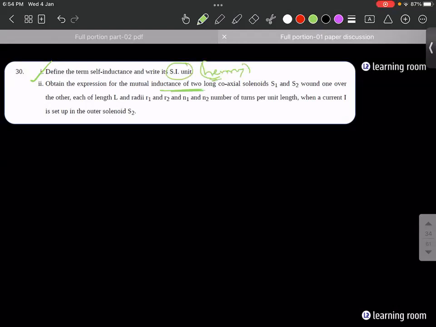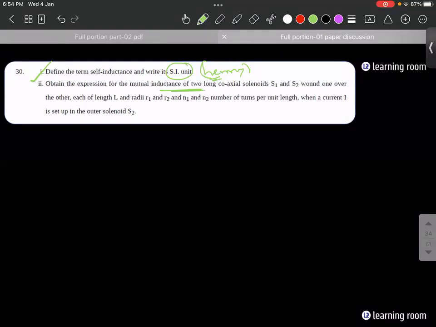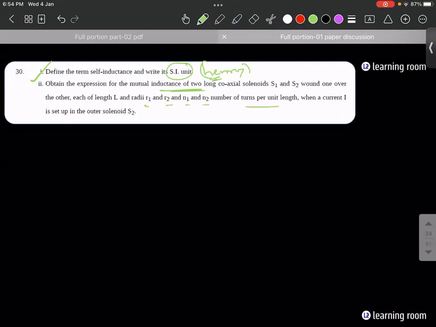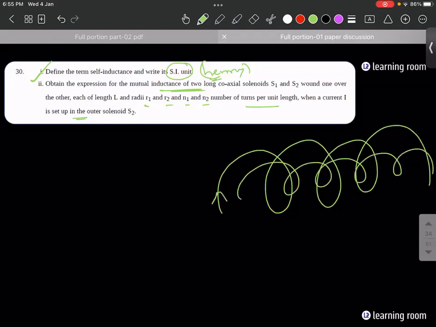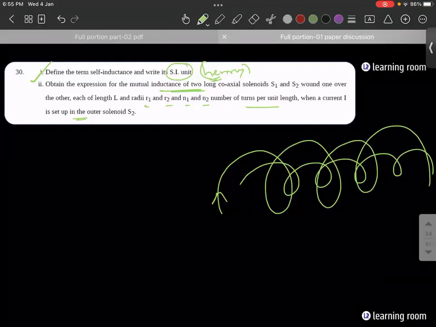So obtain the expression for the mutual inductance of two long coaxial solenoids, S1 and S2, wound one over the other, each of length L and radius R1, R2, N1, N2 be the number of turns per unit length, when a current I is set up in the outer solenoid S2. So there is a bigger coil, there is a smaller coil. If I take the inner coil to be 1 and outer coil to be 2, so through the inner coil, if I observe, then M12 is equal to how much? What is M12 equal to? N1 phi 1 divided by I2.